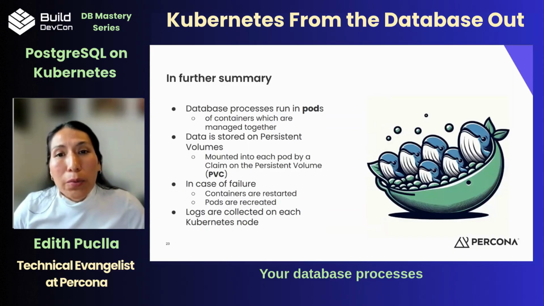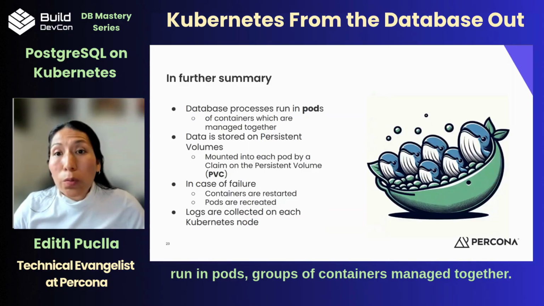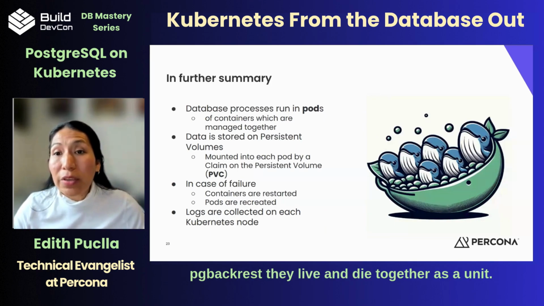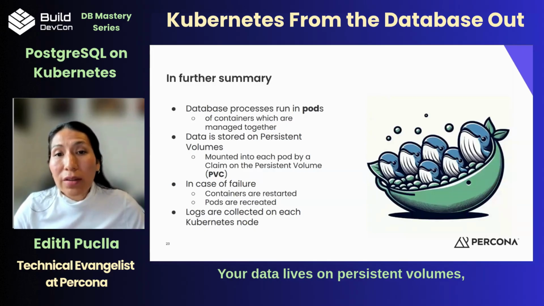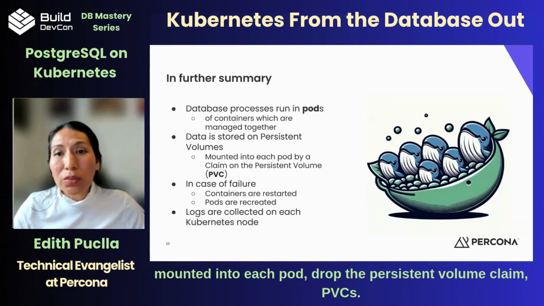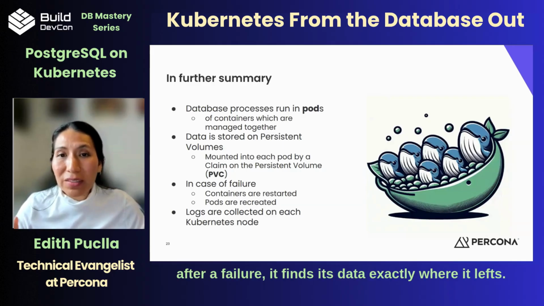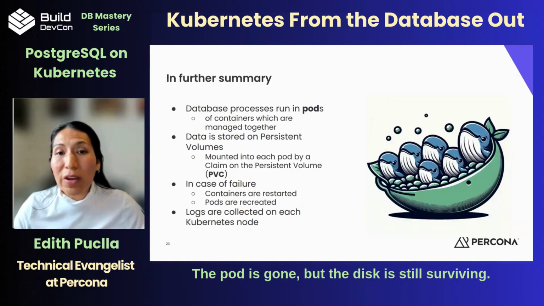Your database processes run in pods, groups of containers managed together. You saw that with our 4 containers: the database, the replication certificates, pgBackRest, and pgBouncer. They live and die together as a unit. Your data lives on persistent volumes mounted into each pod through persistent volume claims, PVCs. That is why when a pod is recreated after a failure, it finds its data exactly where it left it. The pod is gone, but the disk is still surviving.